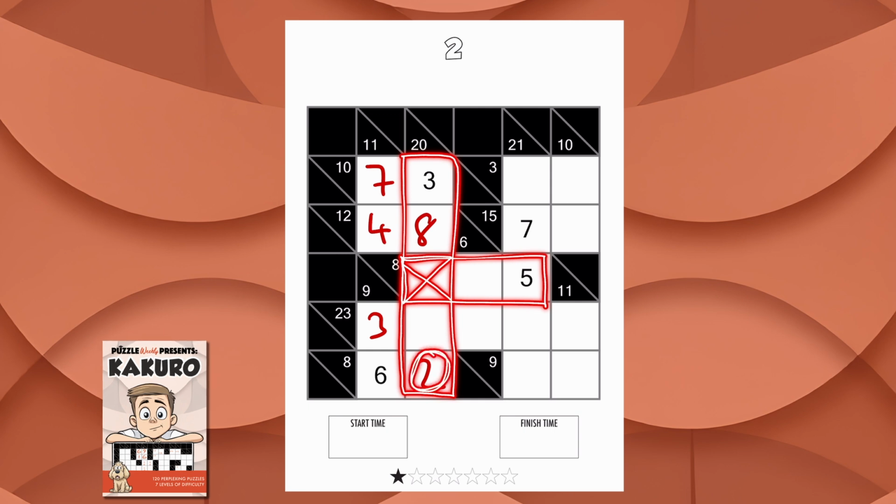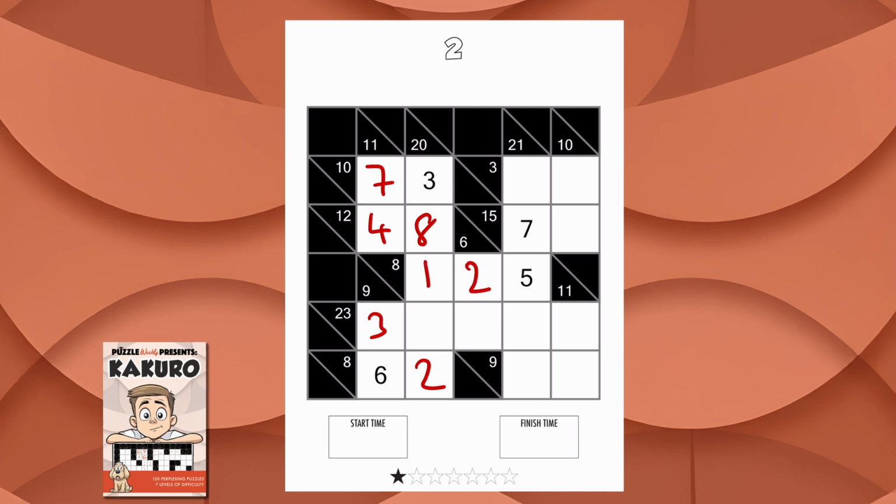So the intersecting sum cannot contain a 2 because we will be putting 2 twice into that sum. So therefore, we know that this cell must be the 1 and this cell must contain the 2. I'm just going to solve these 4 cells up here because, again, we've got a couple of 2 by 2s, so we can work out the 15 here.